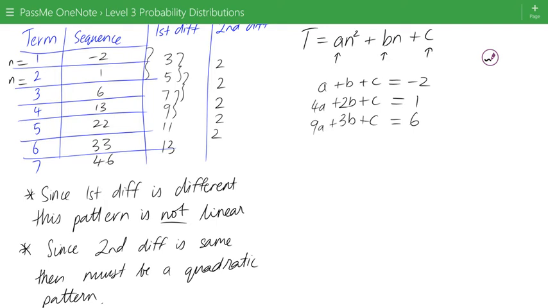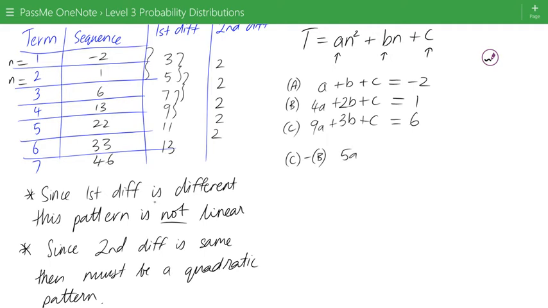Okay, so now I've got a set of things called simultaneous equations. So I'll label the top one capital A, the next one capital B, and the bottom one capital C, just so we can keep track of stuff. And we're going to solve these using a method called elimination. So I'm going to go C minus B, so equation C minus B, and hopefully that will eliminate one of my variables. So 9a minus 4a is 5a.